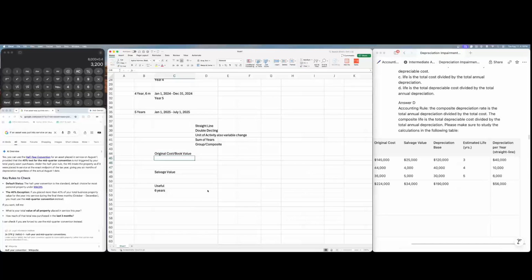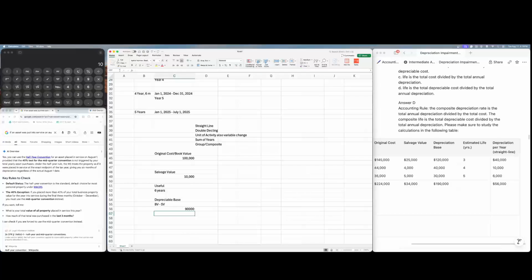So to calculate, let's say the original cost was 100,000, and the salvage value is 10,000. The useful life is 6 years. If you're choosing the straight line method, you would get the depreciable base. To get the depreciable base, you take the original cost, the book value, minus the salvage value. So the depreciable base is 90,000.